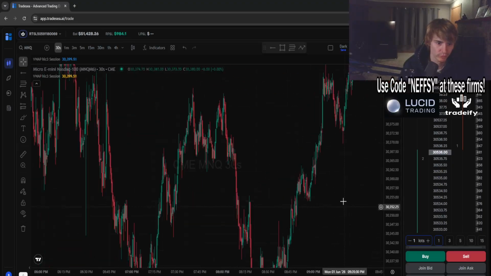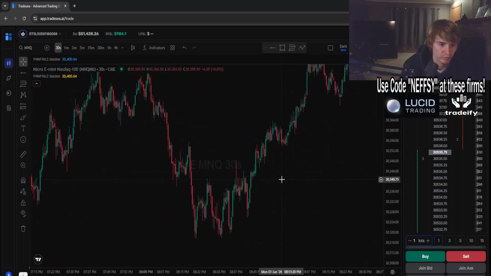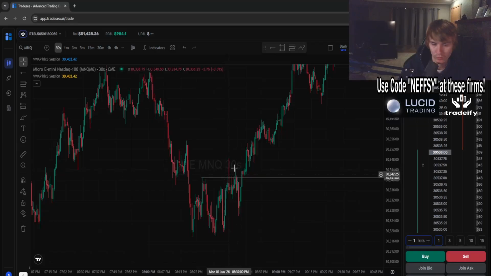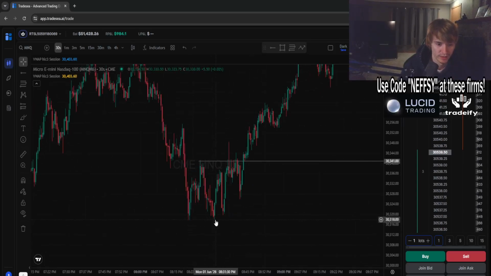If I was looking for a long somewhere in here, this high getting taken, we actually rejected off this, so I would have waited. As you can see, we only have wicks that are taking this, and so I'm waiting for this, but I'm not wanting to short because we have a lower high, a lower high, a lower high, then a higher low, higher low, higher low. We are not wanting to come below this.